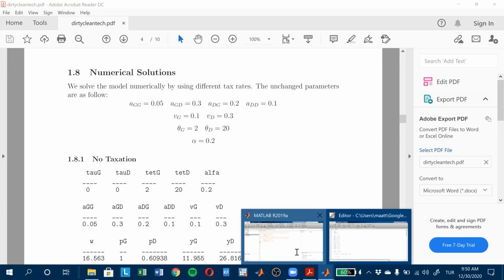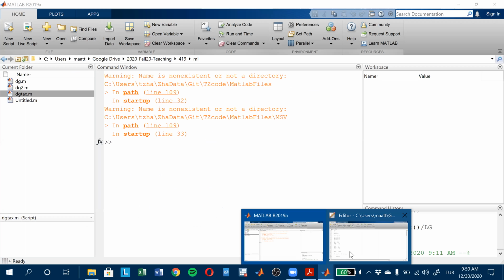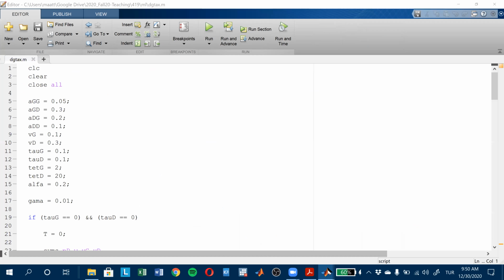So if I open my, I share my screen, do you see now a code? All right, okay. Now this is called MATLAB.